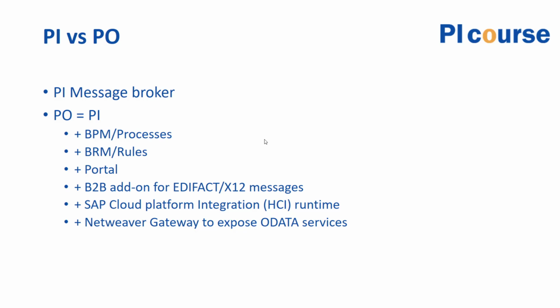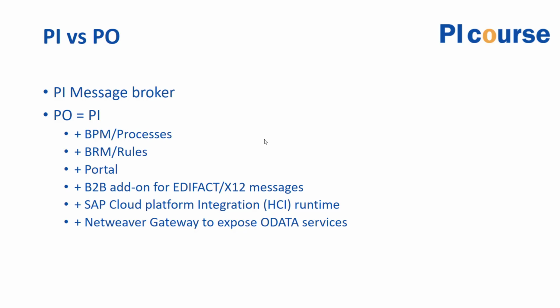There's a B2B add-on. Previously on PI, you had to use a third-party component, so most people would use Seeburger's B2B add-on. And Seeburger gave some ability to convert EDIFACT and X12 messages to XML and some of the tools around that. This is included in the PO license, so you get that as a part of the license and can use it.